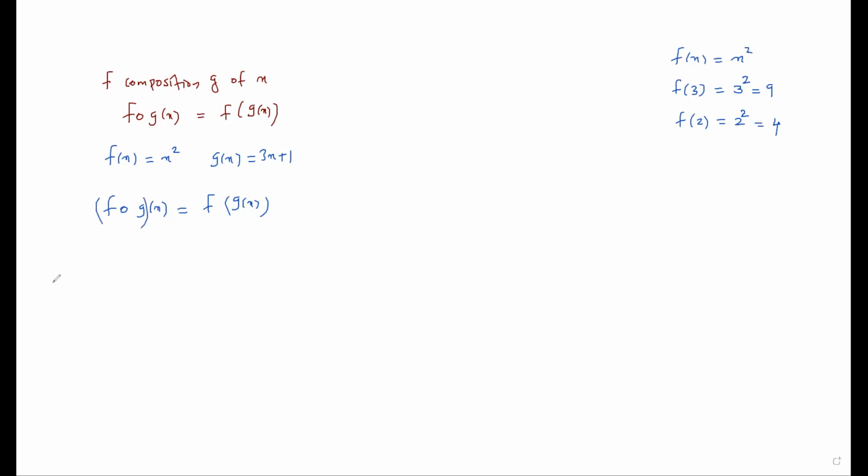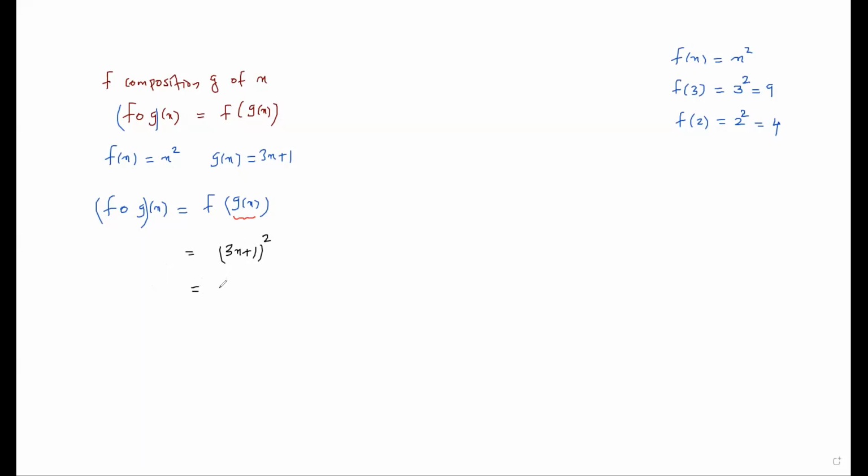It's an operation. There's addition, subtraction, multiplication, and division. Like that, it's a new operation, composition, and it's defined like this. This is equal to f of g of x. That means in f of x, in the place of x, you have to substitute g of x. Your f of x is x square, so substitute g of x in place of x. g of x was 3x plus 1. So 3x plus 1 the whole square. Got it? So this is equal to that.